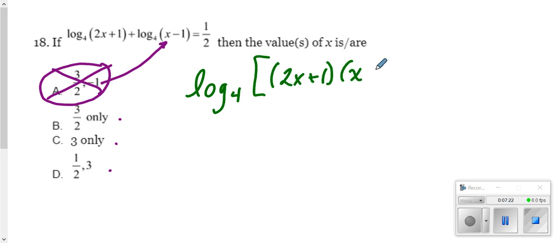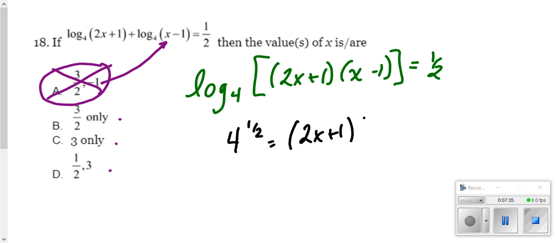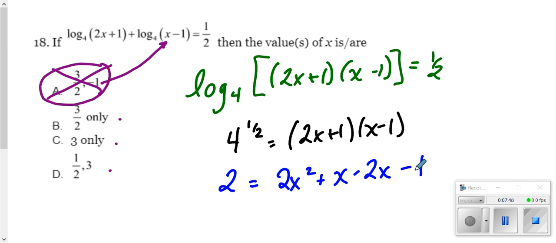Okay, so adding with logs, we're going to multiply. There's just a log on one side of the equation, so I'm going to rewrite that by using exponential form. 4 to the 1/2 is the same as saying square root of 4. That's 2. And then multiply this out. Move the 2 over.